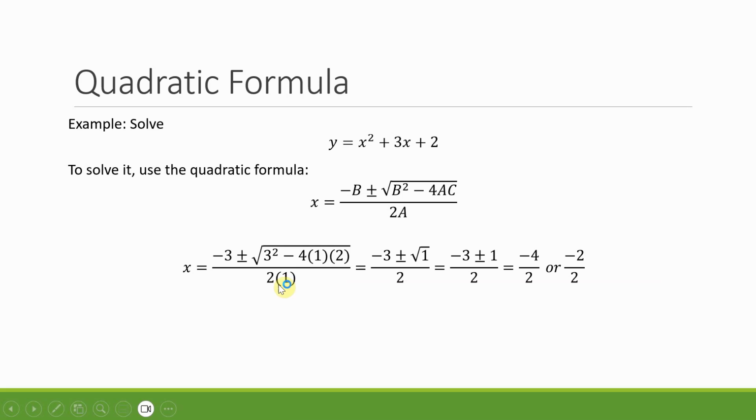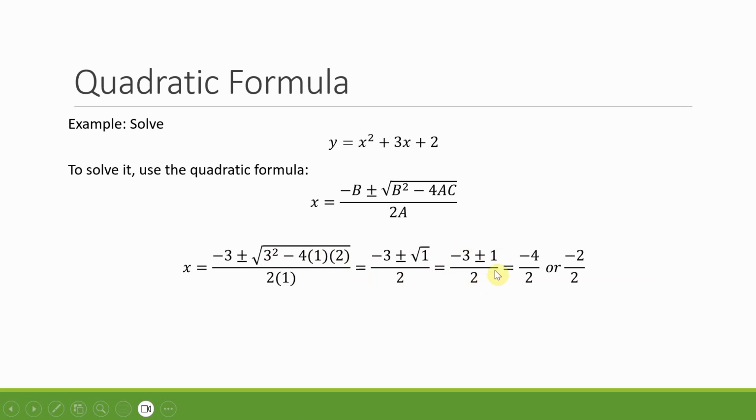Then I just went ahead, 2 times 1, that's 2. And I solved this. 3 squared is 9, minus 4 times 2 times 1 is 8. So 9 minus 8 is 1. That's how I ended up here. So square root of 1, that's still just 1. So now I have this.